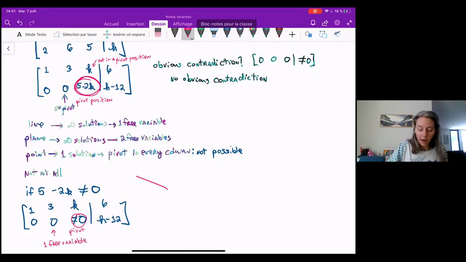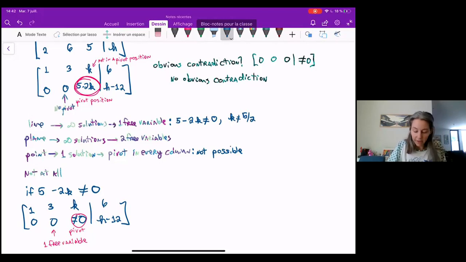And no matter what h is, there's no contradiction because I'll have 0, 0, number and then something. Remember, contradiction is 0, 0, 0. So that's not 0. This is not having a contradiction. And I have 1 free variable. So that means this intersection in a line happens when 5 minus 2k does not equal 0. In other words, k does not equal 5 over 2.